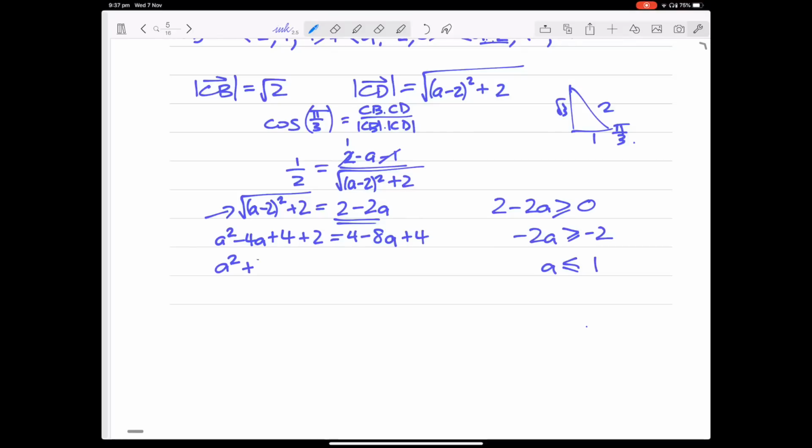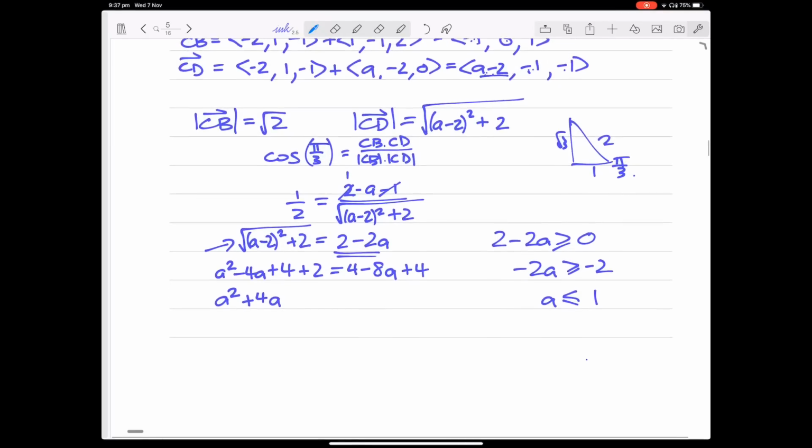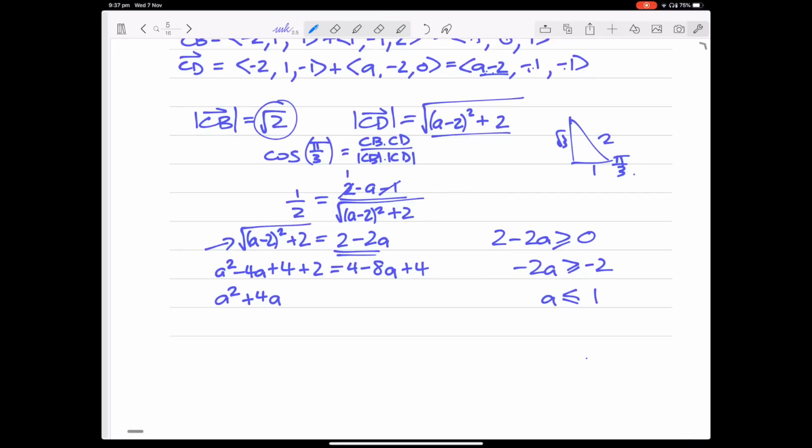A squared plus 4a, that's not an a. A squared plus 4a, 8 minus 2. What have I done? Oh, I know. I forgot to multiply that by this.